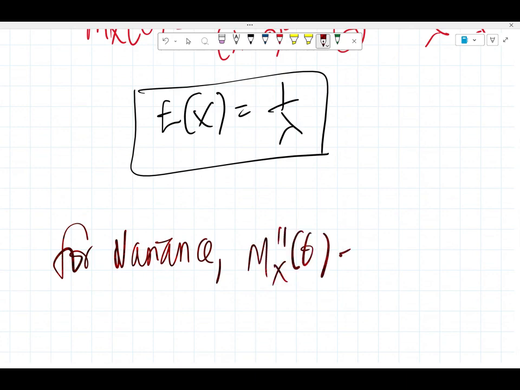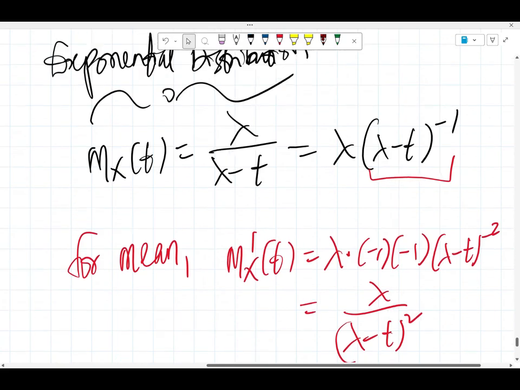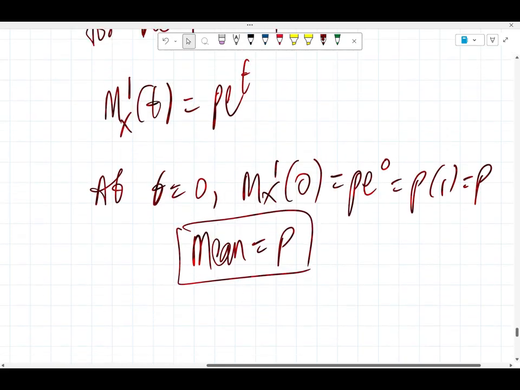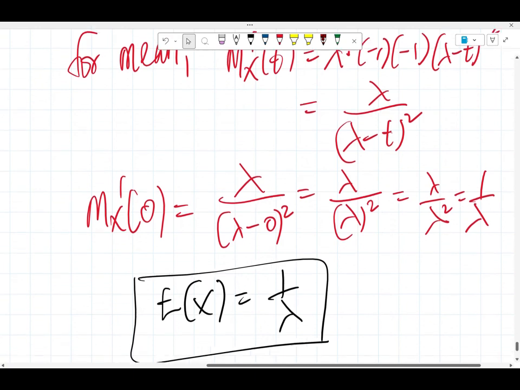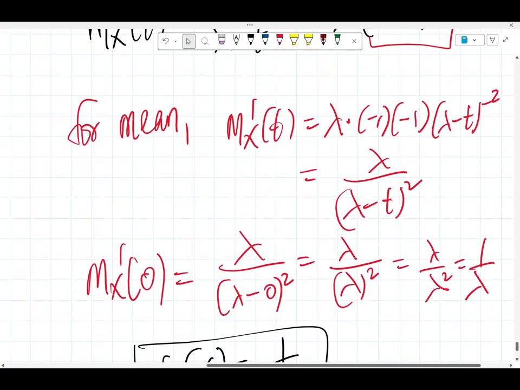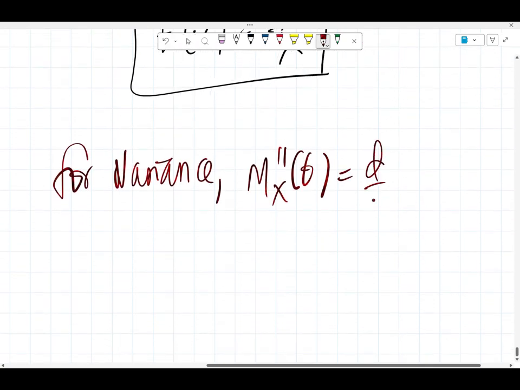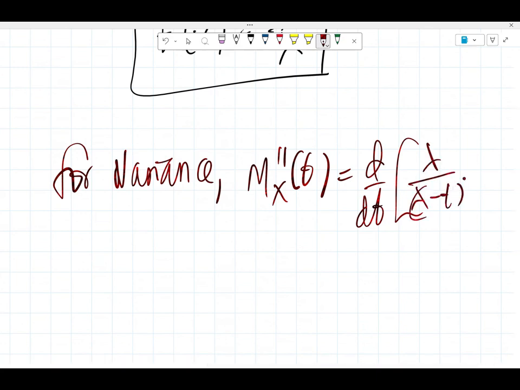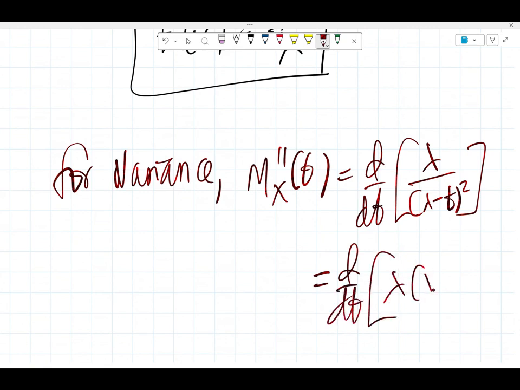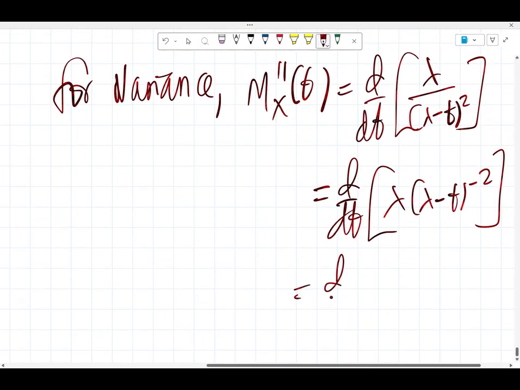So we already have m x prime of t, which is what we got here now. That's lambda over lambda minus t all squared. So we need to differentiate. That's d dt of lambda all over lambda minus t all squared. We're differentiating the second time. I like to make it one expression like this for easier handling. So again, this is d dt.